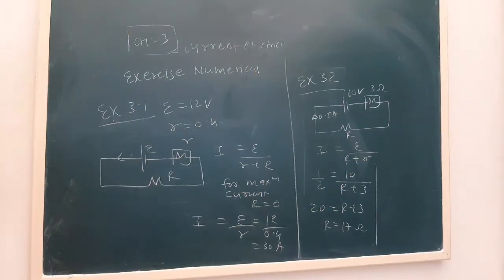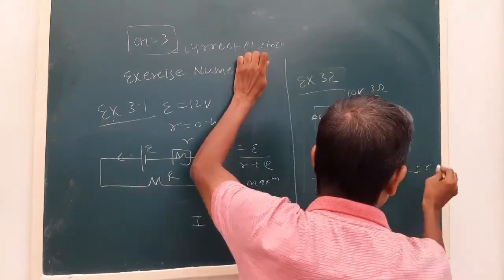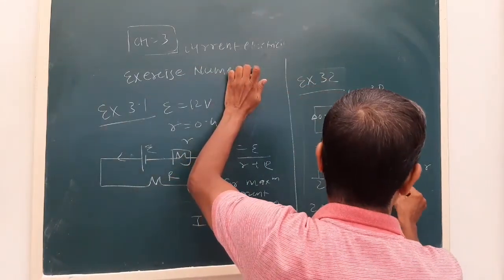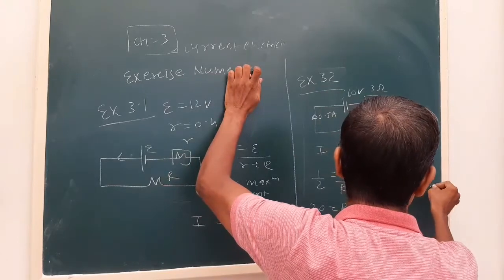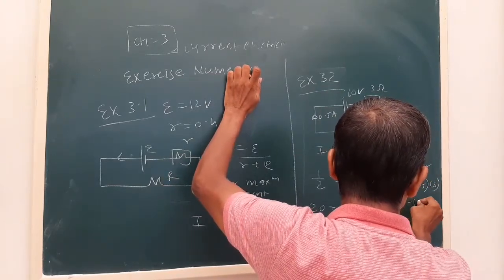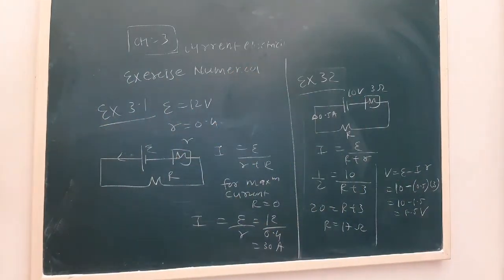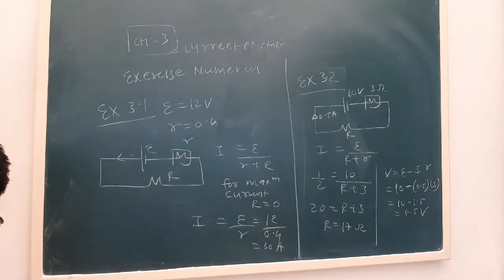Now see the terminal voltage. Relation for terminal voltage V is equal to E minus Ir. That is 10 volt minus I is 0.5, r is 3 ohm. So this is how we can solve exercise sum number 3.2.